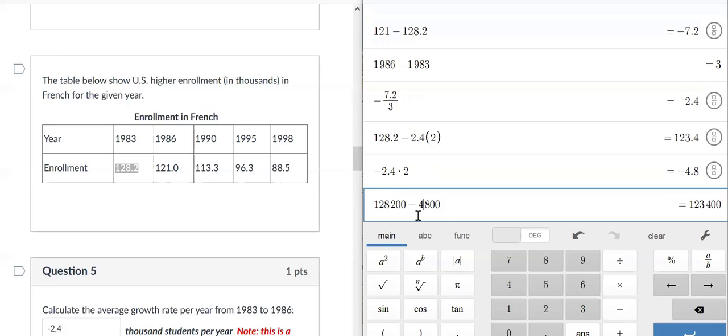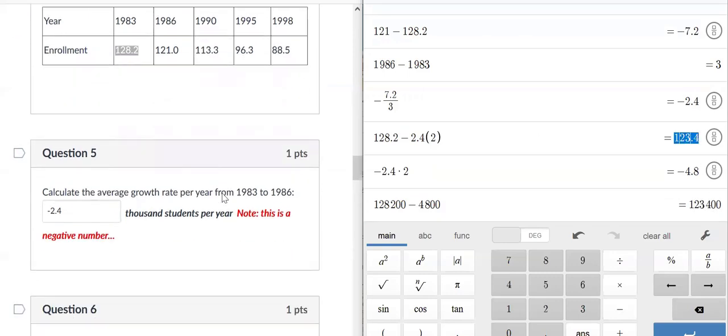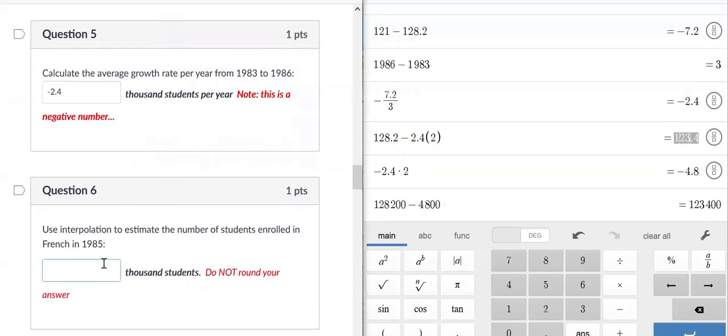Anyway, so I could do that minus that. Now we got 123,400, right? Which is what this is, 123.4 thousand, right? So that is question 6. Does that make sense? Yeah.